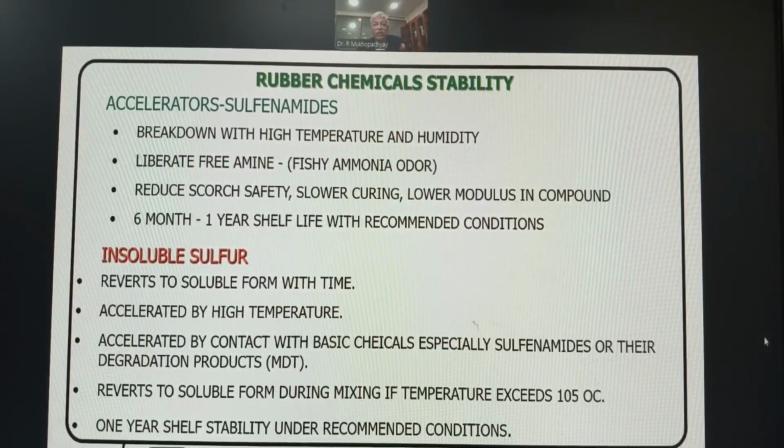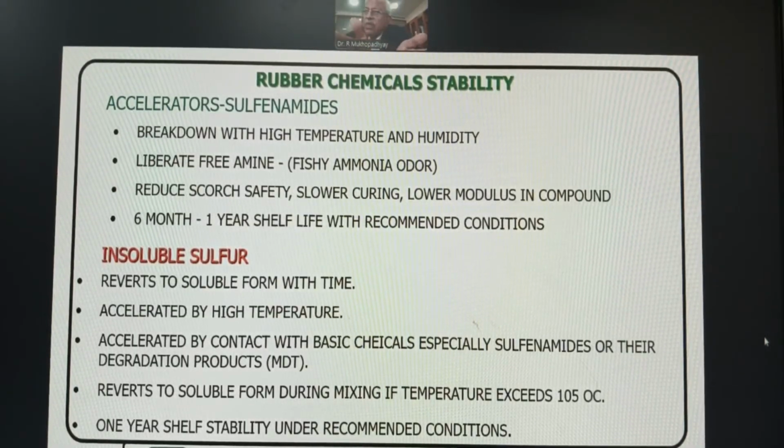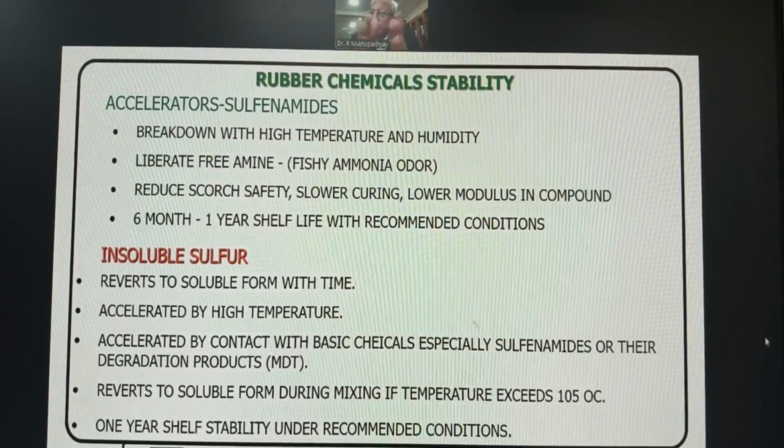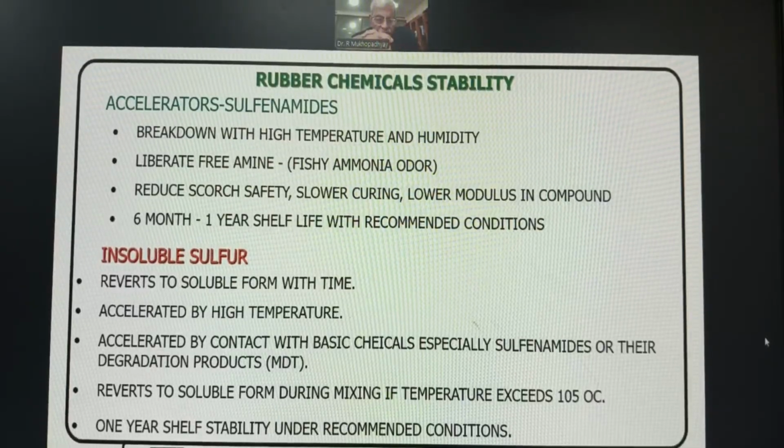Now the question is, what are the certain rubber chemicals which have a stability problem? Now let us consider the accelerator, a sulfonamide. Generally, as I told you, sulfonamide is a condensation product of the amine and the azoles. During storage, they break down with high temperature and humidity, and they liberate the free amine, and they reduce the scorch safety, give slower curing, and lower modulus in the compound. Generally, storage life depends on the sulfonamide, but DCBS may be up to 9 months to 1 year. Other sulfonamides from the manufacturing date, 3 to 6 months.